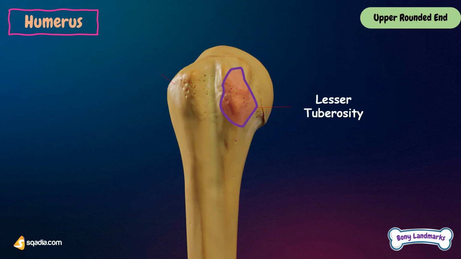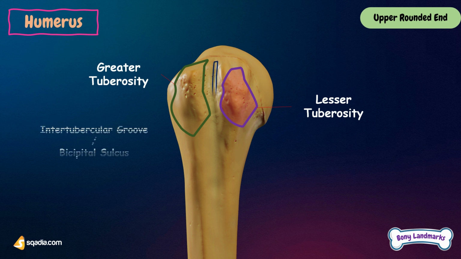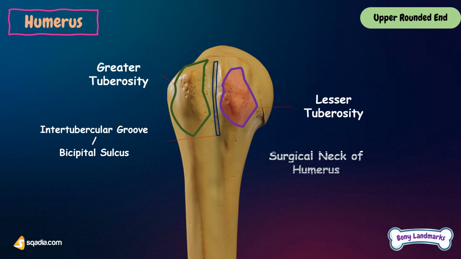You can find two tubercles on the posterior aspect of the bone. The lesser tubercle is an elevation on the anterior aspect of the upper end. The greater tubercle is an elevation that forms the lateral part of the upper end. Its upper and posterior aspect is marked by three impressions: upper, middle, and lower. The intertubercular sulcus or bicipital groove separates the lesser tubercle from the greater tubercle. The narrow line separating the upper end of the humerus from the shaft is called the surgical neck.